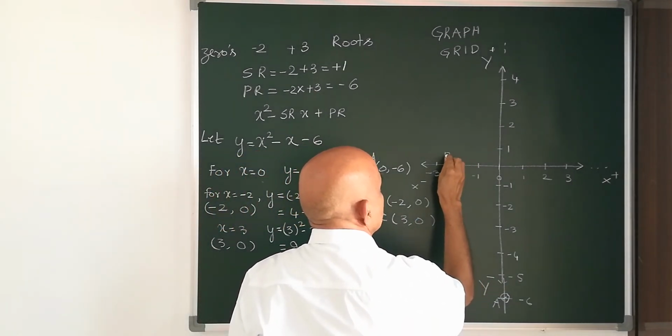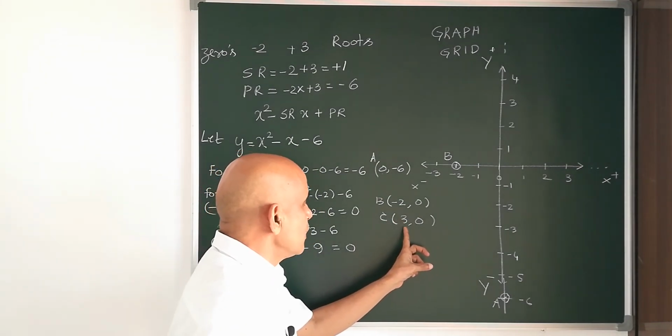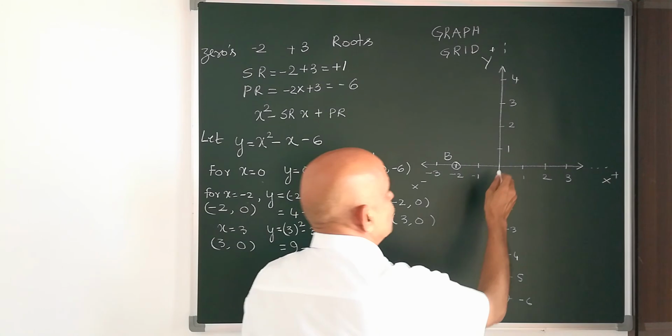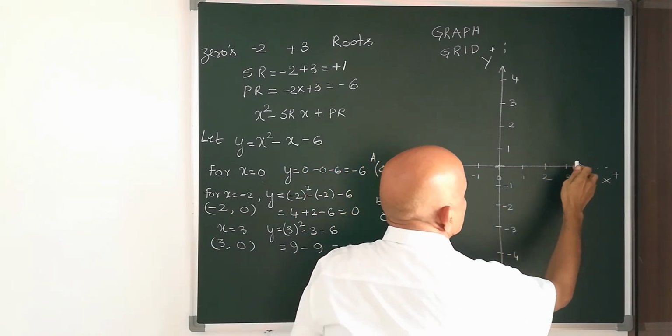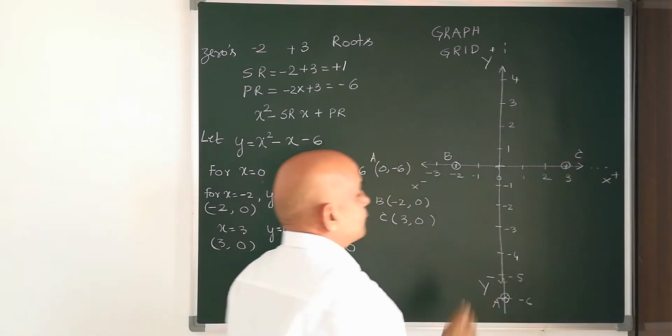This is the point B. And the third point, when x is 3, y is 0. So y is 0 and x is 3. This is the point C.